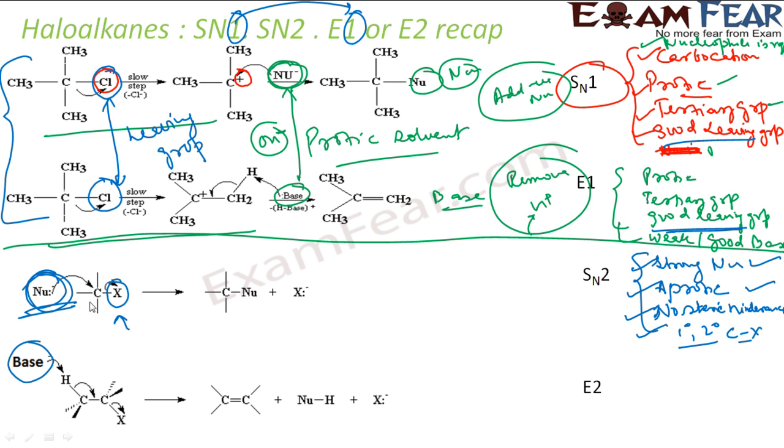A nucleophile attacks from the back and this leaving group leaves, in a one step process. Here both the substrate and the reagent determine the reaction, so it is SN2.